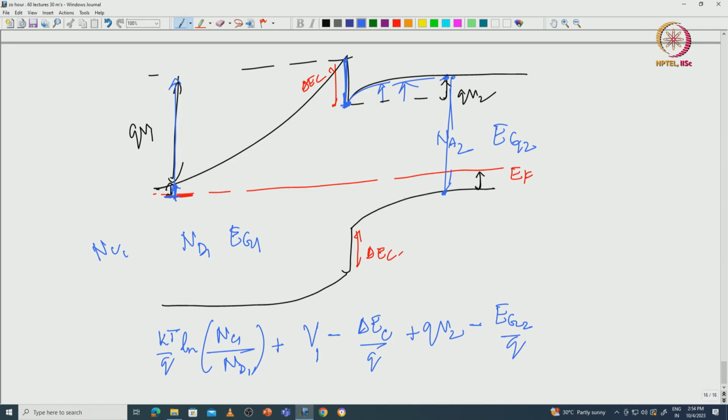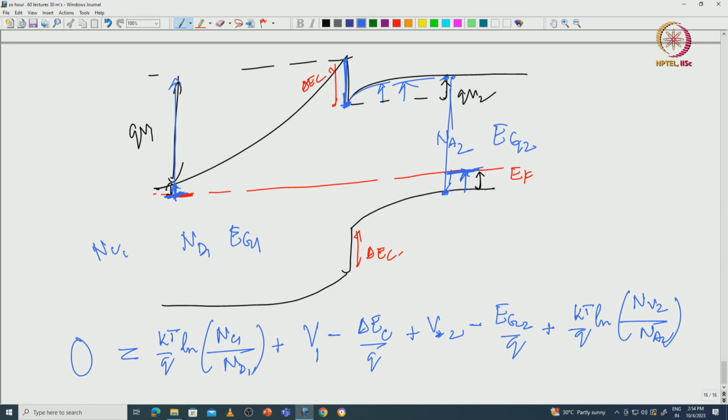Just V2 here. Sorry, minus EG. I'm coming here, and then I'll go up again by this quantity, which is plus kT by Q ln NV2 by Na2. So I'm again at the Fermi level. So I started from here and I ended up here. So the Fermi level to Fermi level difference is 0. So I can put this equal to 0.